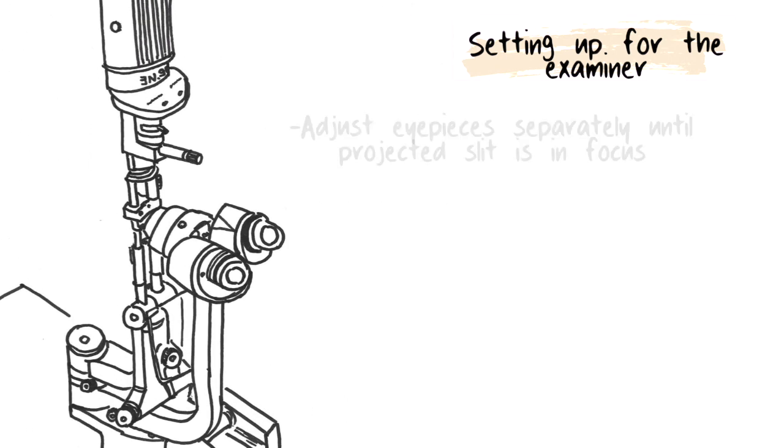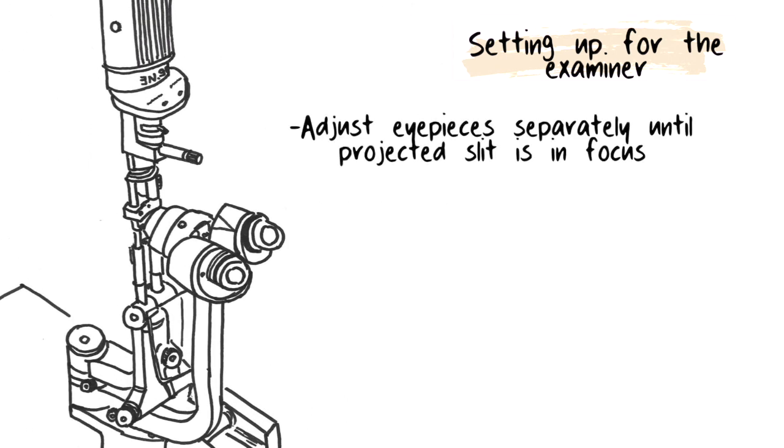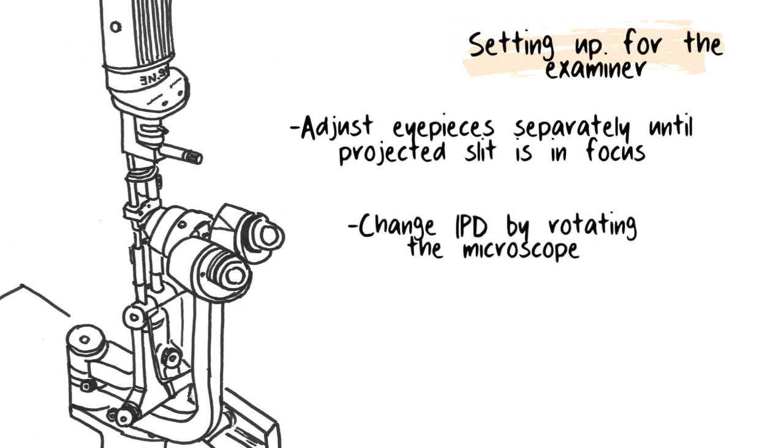Setting up for the examiner. Firstly, the eyepieces should be adjusted separately by turning the knurled ring to descale until the projected light slit from the lamp is seen in focus. It should be adjusted from positive to negative at low magnification to suit your refractive needs. Also, the pupillary distance should be changed to suit the examiner by rotating the microscope.